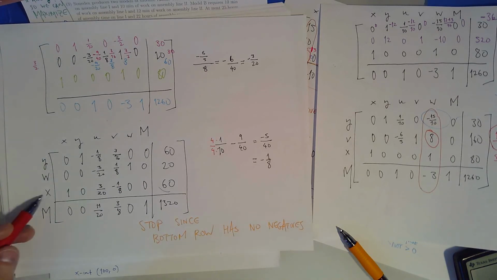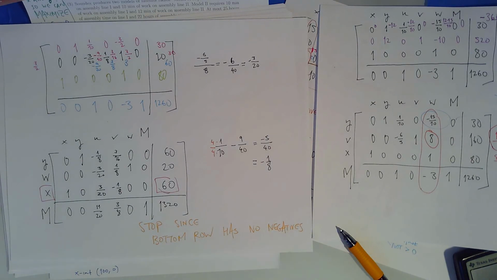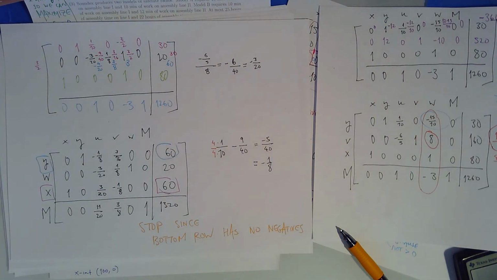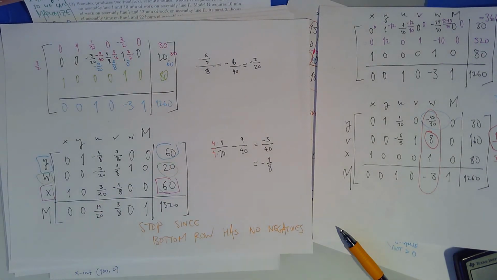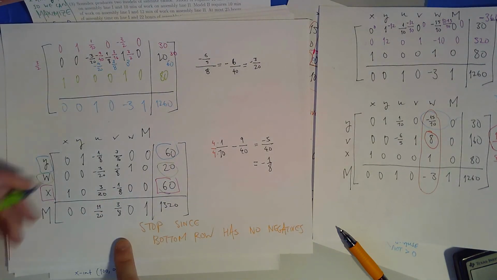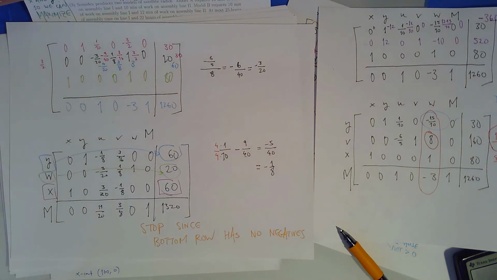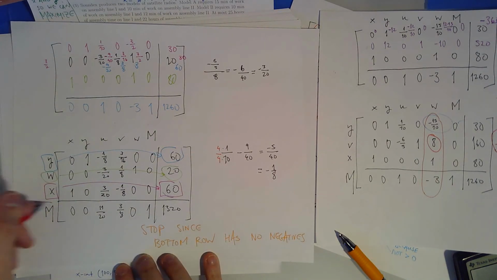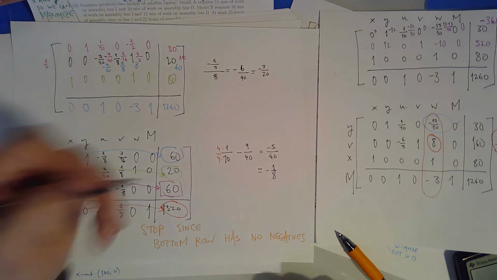So it says that x is 60, y is 60, w is 20. Let me write that down somewhere. It looks like I'm just circling random stuff here, so maybe I'll draw some arrows so it's a little bit clearer what I'm doing. And then the maximum profit is this here. This is the maximum profit. So that's the answer basically.